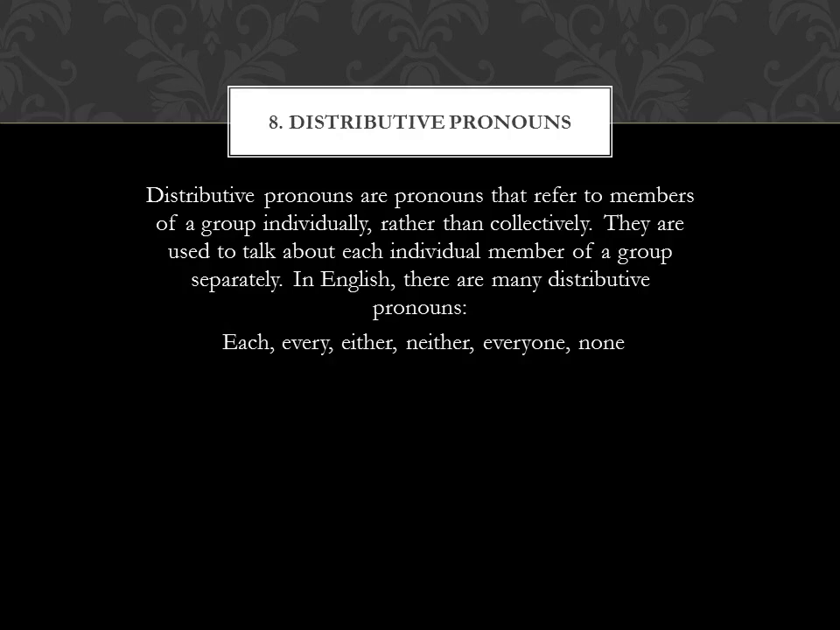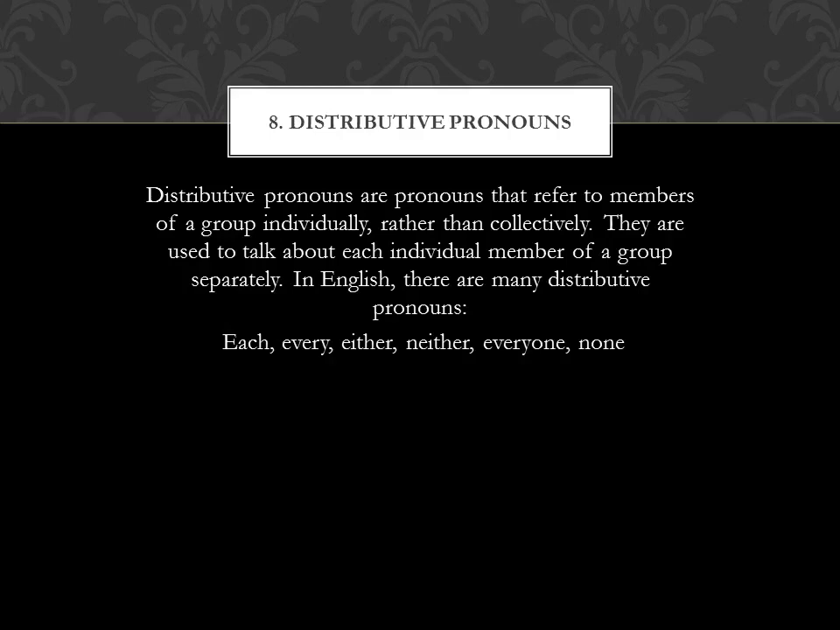At number 8, we have distributive pronouns. The name itself shows, what does distributive mean? Distributive pronouns are pronouns that refer to members of a group individually rather than collectively. It means that we are dividing persons, places, or things individually rather than collectively. They are used to talk about each individual member of a group separately.